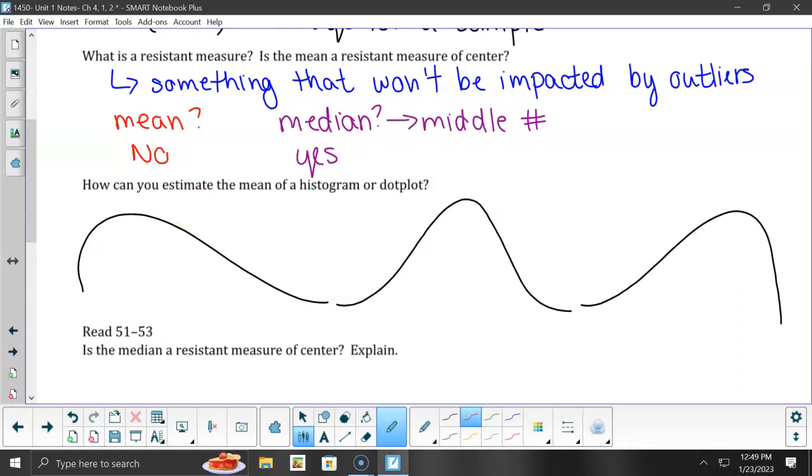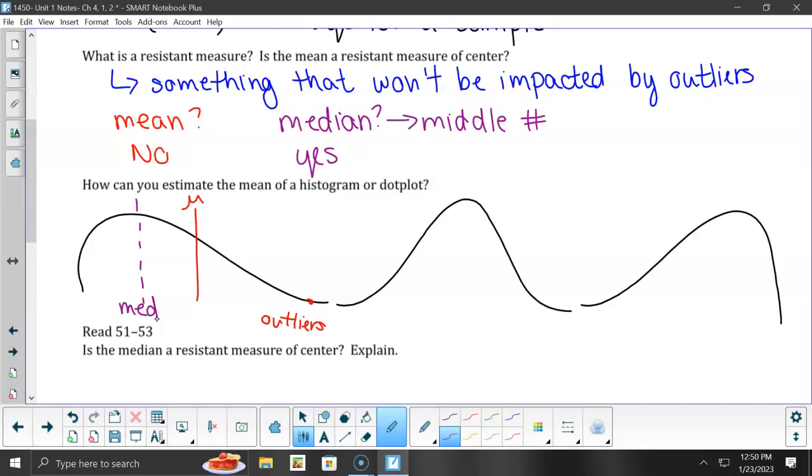Yep. So this one is skewed to the right. So mean is actually going to be pulled towards your outlier, because the outlier is going to be over here. Your median, which I did in purple, is going to be closer to the actual middle of where all my data points are.